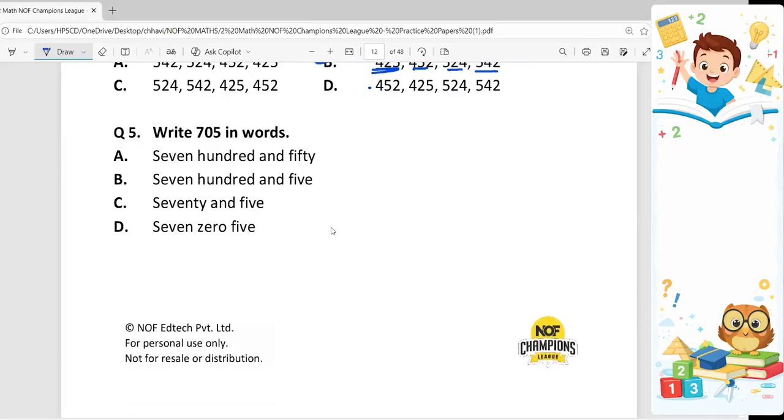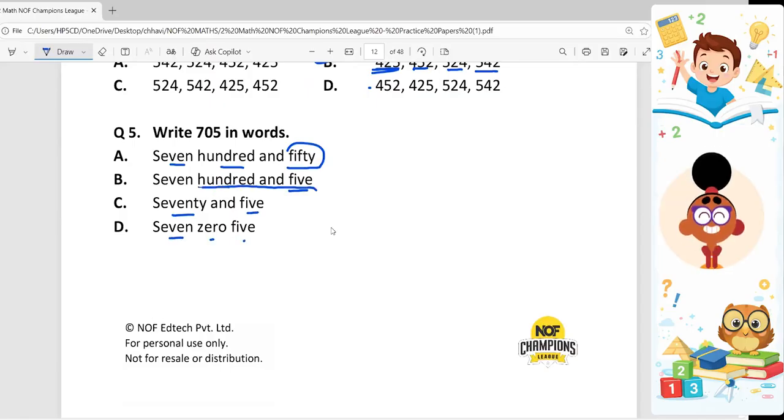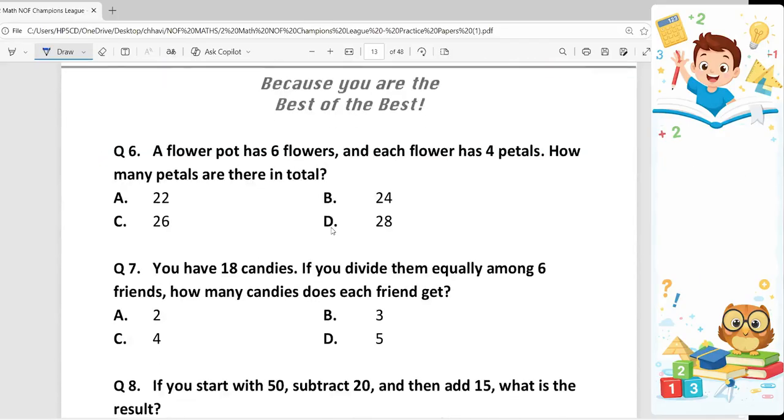Fifth one. Write 705 in words. This is 750. This is 705. This is 70 and 5, and this is 705. So the correct answer is option B, 705.